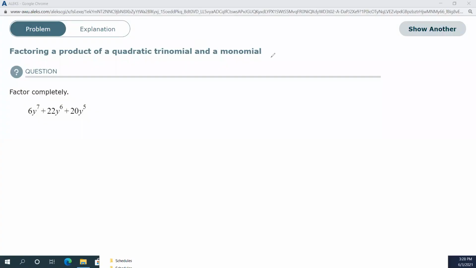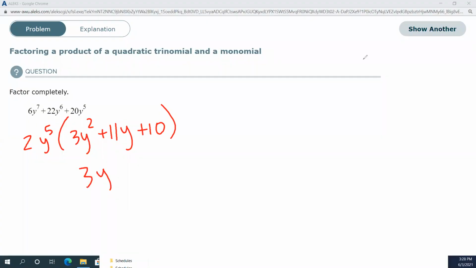Okie dokie. So, as always, hey, is there a GCF? There sure is. I can pull out a 2 and 5 y's. And that leaves me 3y squared plus 11y plus 10. Huh. Seems like we've done that recently. Yeah, I seem to remember having done that in the recent past. And we did 3y plus 5 and y plus 2. Okay, and the 2y to the 5th just follows along.